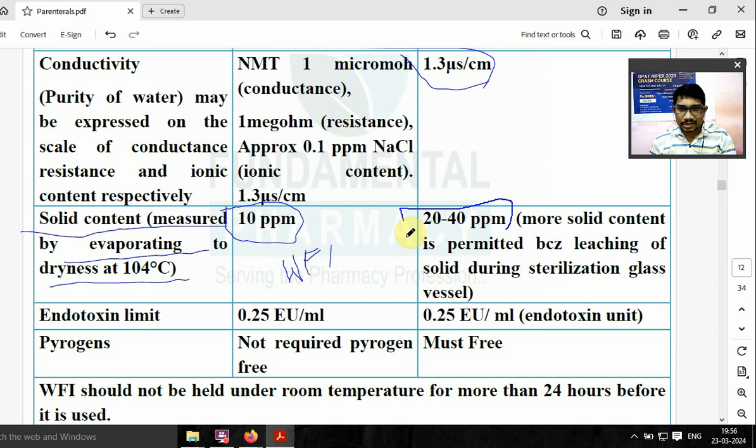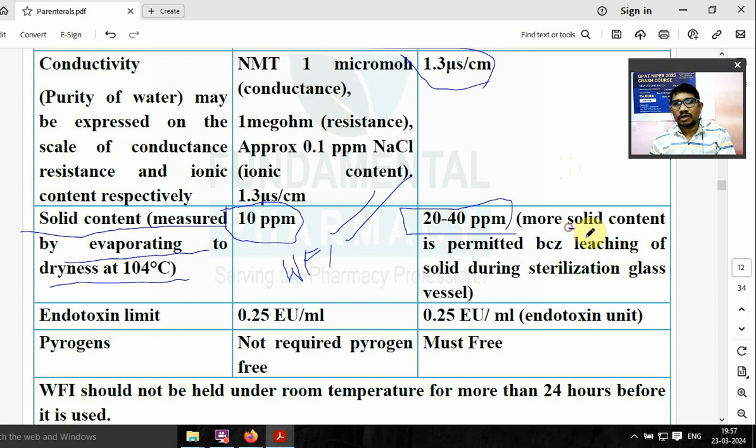आप बोलेंगे सर स्टेराइल वाटर फॉर इंजेक्शन ज़्यादा प्योर होता है, इसमें ये सॉलिड कंटेंट ज़्यादा कैसे? उसका रीज़न मैं बोलता हूँ आपको. Am I audible to you? Okay. So 10 ppm is the solid content limit for water for injection. इसके ऊपर क्वेश्चन आ चुका है. Okay. और इसके ऊपर भी क्वेश्चन आ चुका है. So more water, more solid content is permitted.